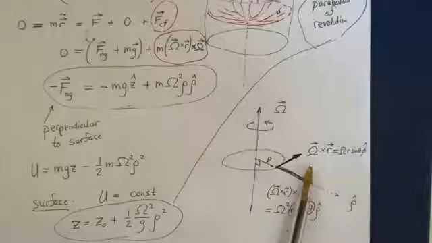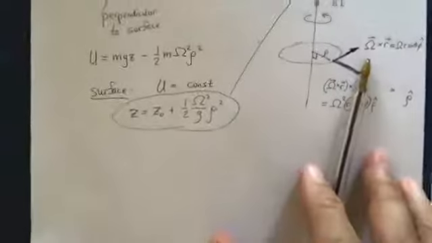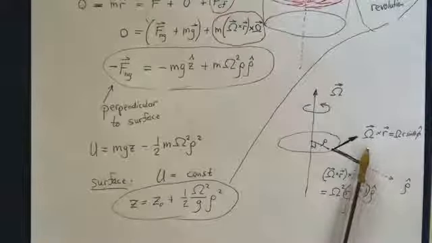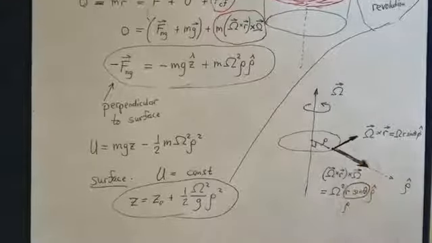Paraboloid of revolution. So let's continue now with the fascinating world, the world that you live in if you're in a rotating frame of reference. There are Coriolis forces and there are centrifugal forces, okay? So let's move on to our next example.